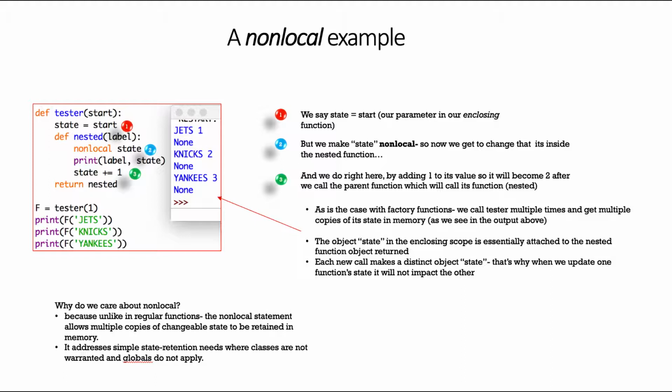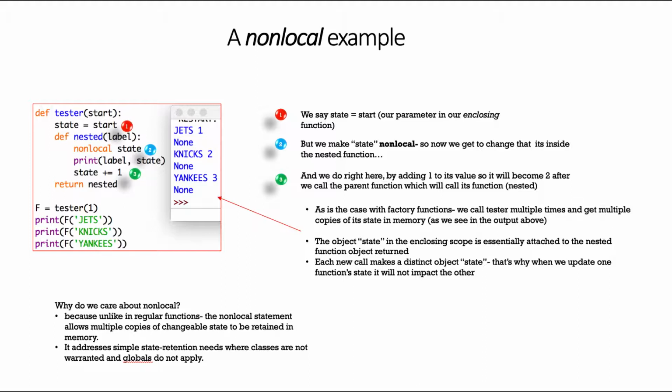As is the case with factory functions, we call tester multiple times and get multiple copies of its state in memory, as we see in the output above. The object state in the enclosing scope is essentially attached to the nested function object returned. Each new call makes a distinct object state. That's why when we update one function state, it won't impact any of the others.